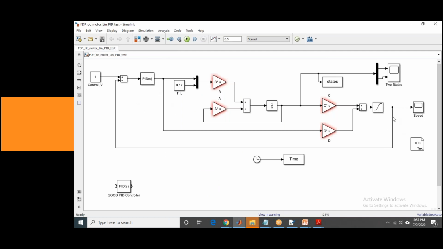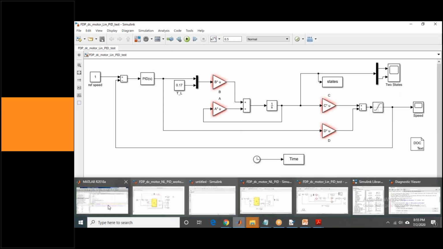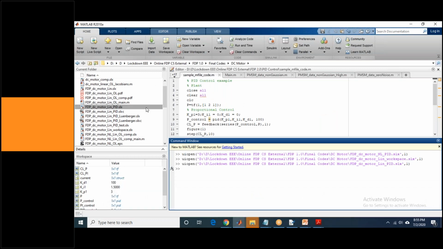So what is happening here is, this is my speed error, the sensed speed. This is not the control, this is the reference value. So this is the reference speed. I want the reference speed to be approximately one. And then this is the PID block, and I kept some tuning values here. I haven't run that one.